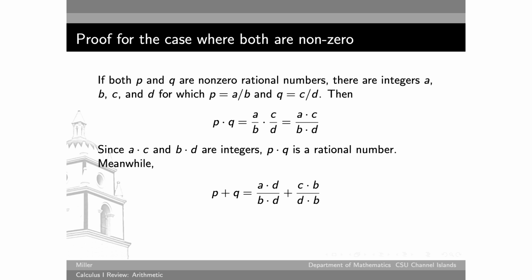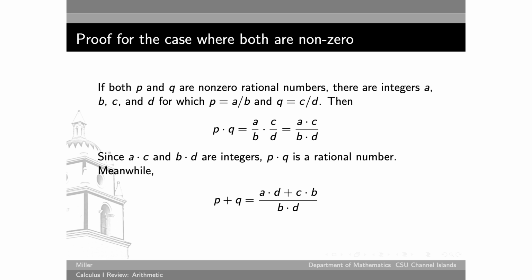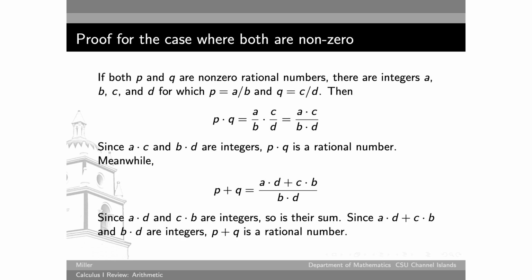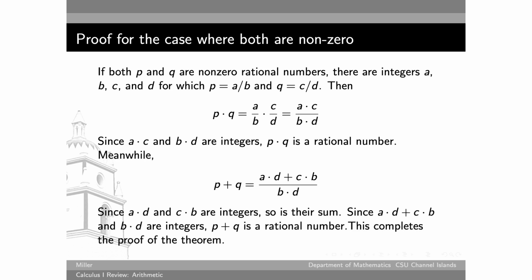The denominators are the same by the commutativity of multiplication. So we can write this as one fraction, looking at the numerator as the sum of the two numerators. Since a times d and c times b are integers, so is their sum, so the numerator is an integer. B times d is an integer, so p plus q is now a ratio of two integers. This shows that p plus q is a rational number. This completes the proof of the theorem. Right? That's an example of a rigorous mathematical proof.